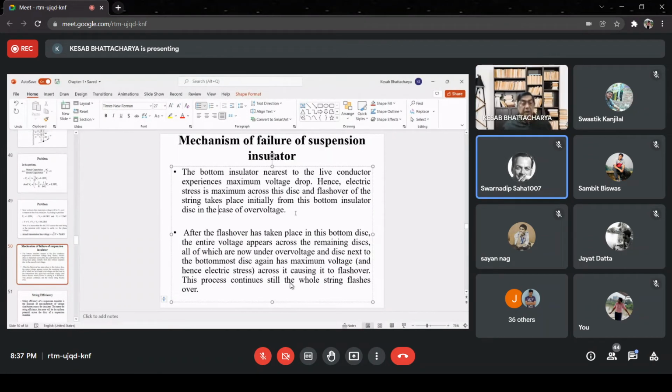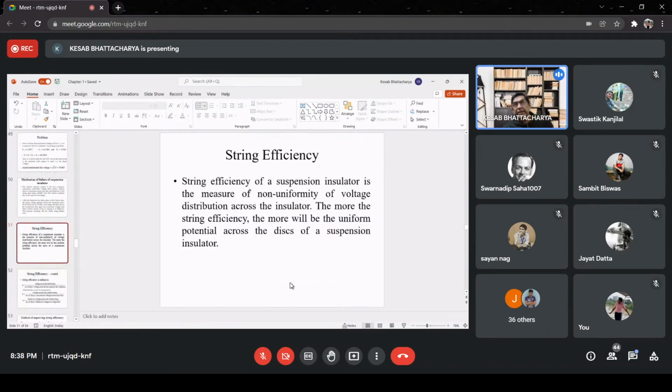Yes, sir. Understood. Next is string efficiency. String efficiency of any suspension insulator can be defined as the measure of uniformity, or in other words, non-uniformity in the voltage distribution across the string of a suspension insulator. The more the string efficiency, the more uniform will be the potential across the disks of a suspension insulator. Now, there are three ways by which we can define the string efficiency.